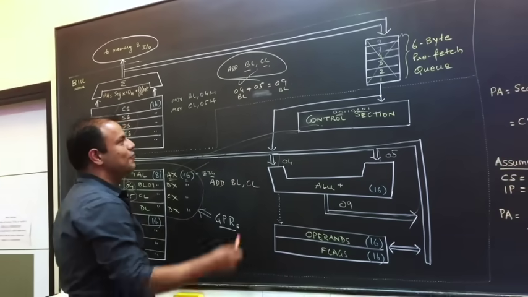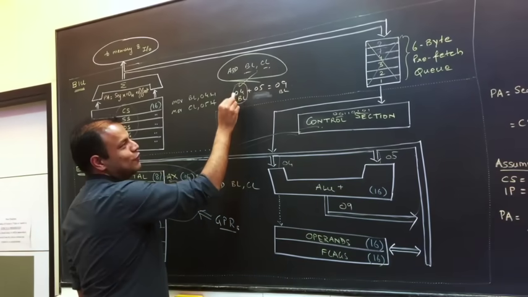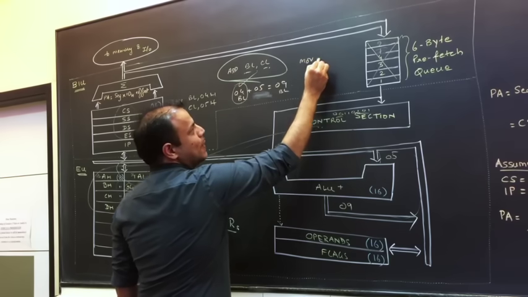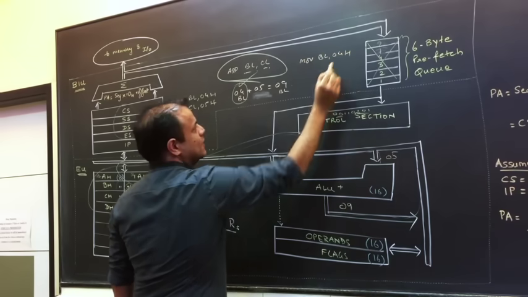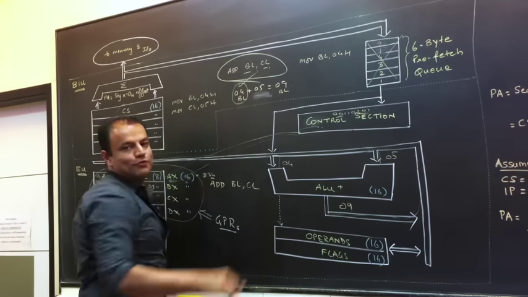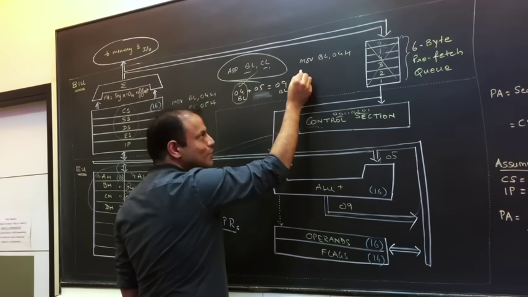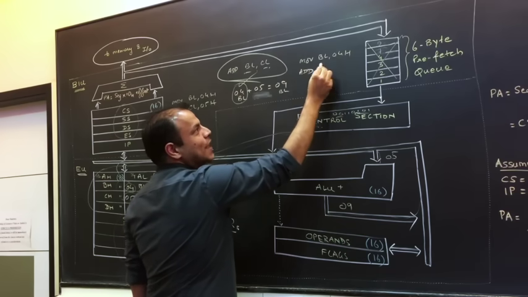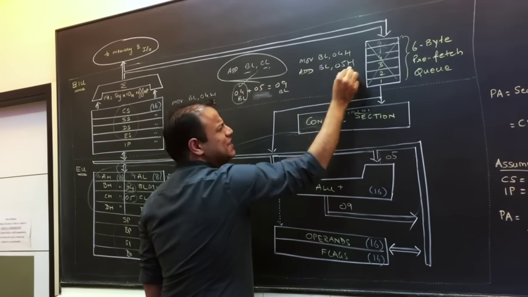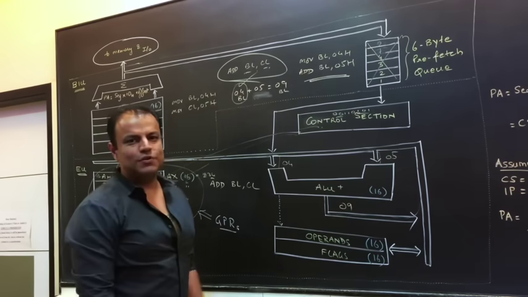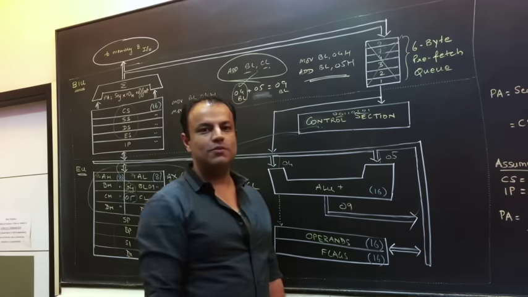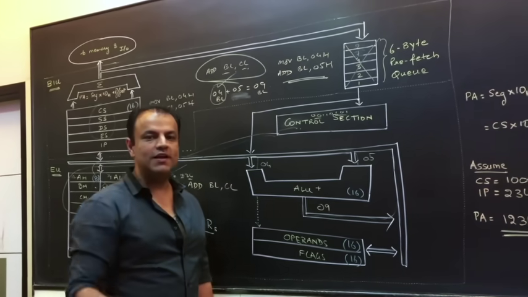How? First, we will put 04 in BL. Move BL, 04H. Then, instead of putting 05 in some other register, we will directly add 05 to BL. Add BL, 05H. That's it. When you do add BL, 05, you're doing BL plus 05 and the result will be stored in BL, which again means BL will get the value 9.